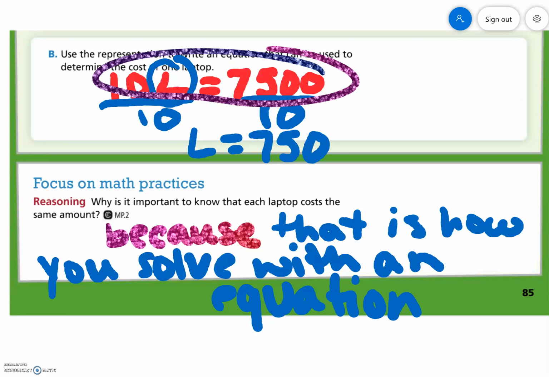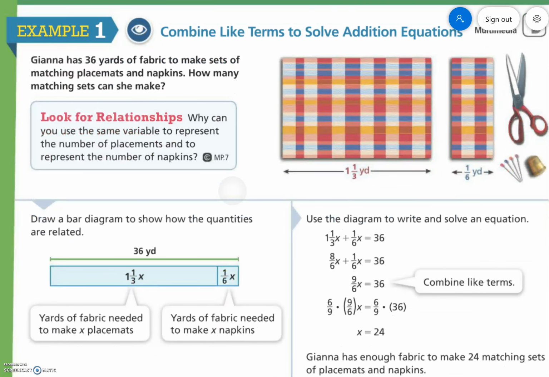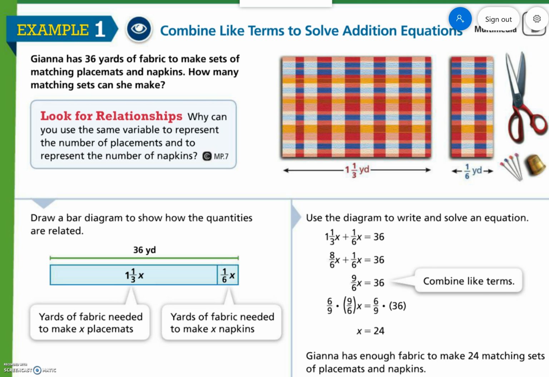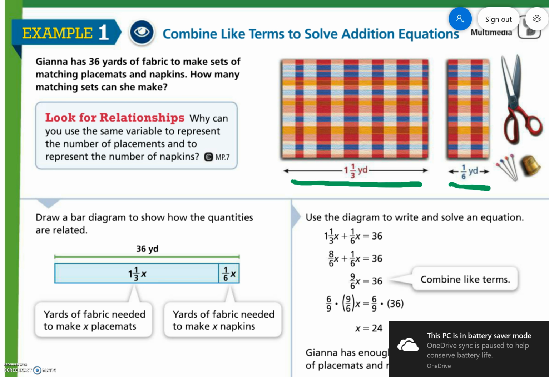Alright, on the next page, example number 1. Combine like terms to solve addition equations. Gianna has 36 yards of fabric to make sets of matching placemats and napkins. How many matching sets can she make? So we see that the placemat is 1 1/3 yard and the napkins are 1/6 yards.